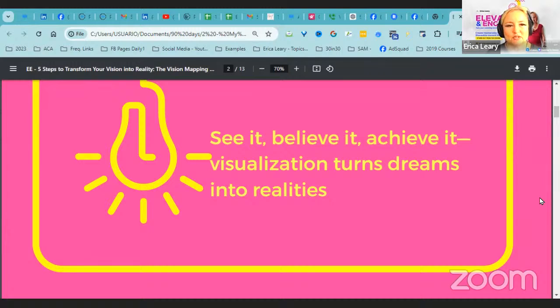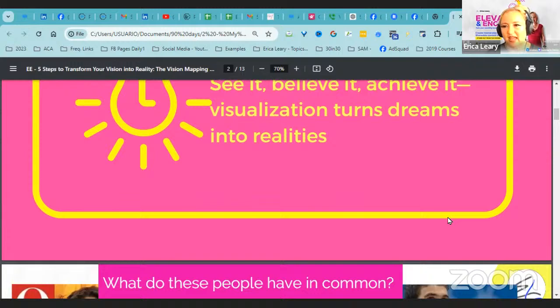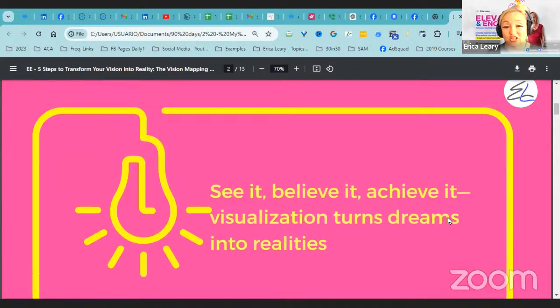Anyway, something that we should all put into practice: visualization. We really want to make sure that we are intentional, that we're thinking about it, that we know exactly what we want to do.